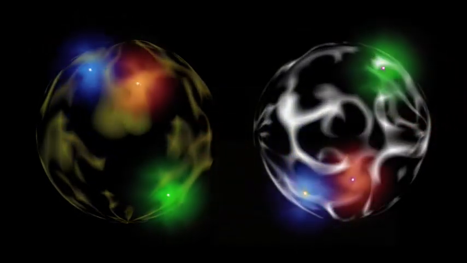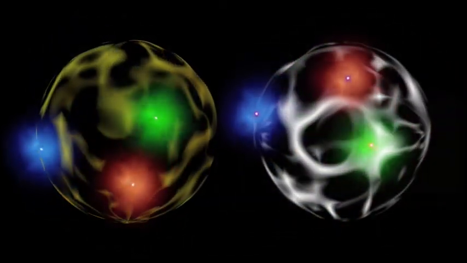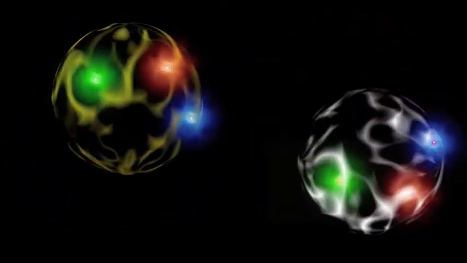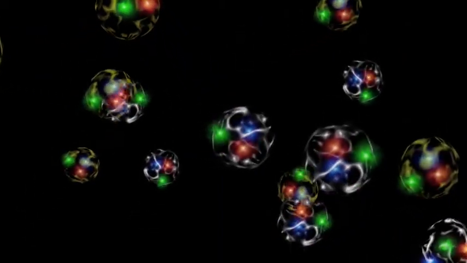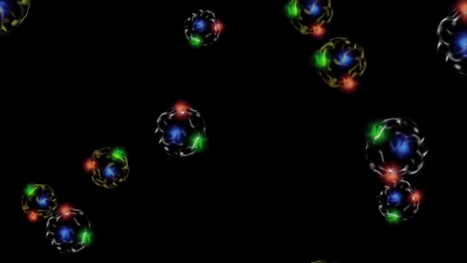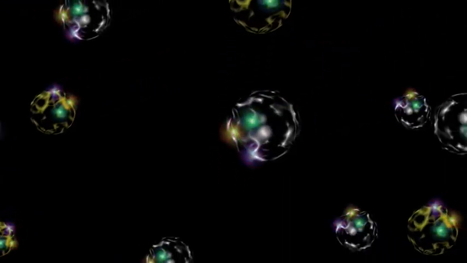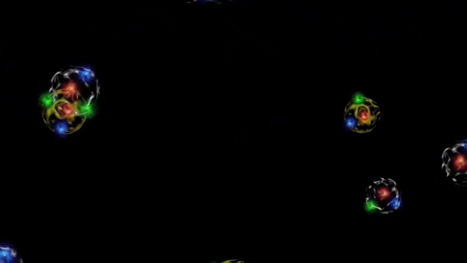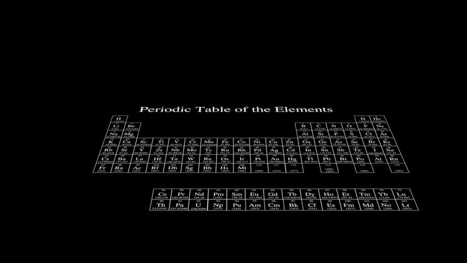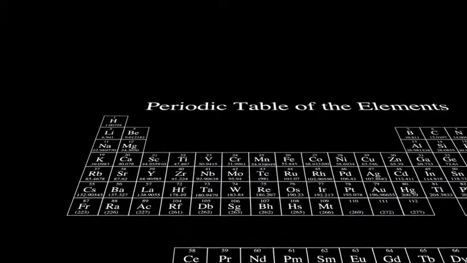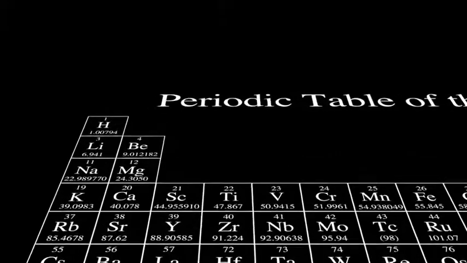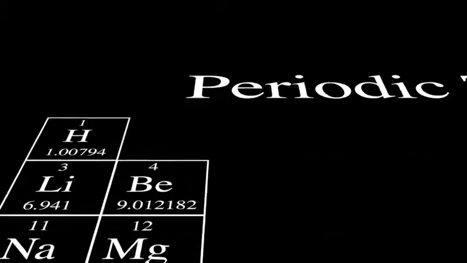The red, green, and blue colors of the quarks represent a property that attracts them to one another. It is this color-charged property of the quarks that holds them together in a proton or a neutron. These protons and neutrons can then combine to form the nucleus of each element in the periodic table.